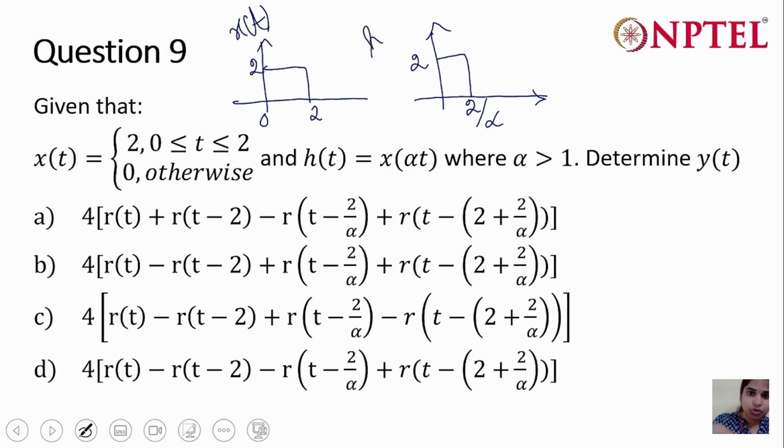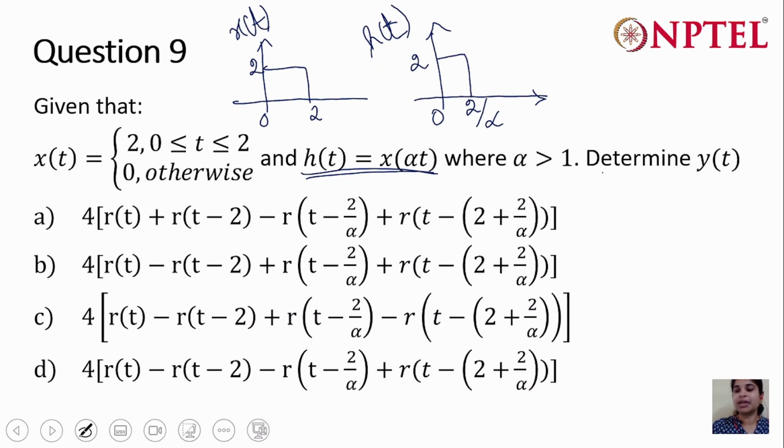So this is our h of t. Is this clear, guys? So h of t is given as x of alpha t, and alpha is greater than 1. If alpha is greater than 1, basically we are doing time compression. So if alpha is 2, we would have divided the entire time scale by 2. So basically, if it is alpha, we will divide by alpha. So 0 to 2 by alpha, and then on the y-axis we have 2. This is our h of t.